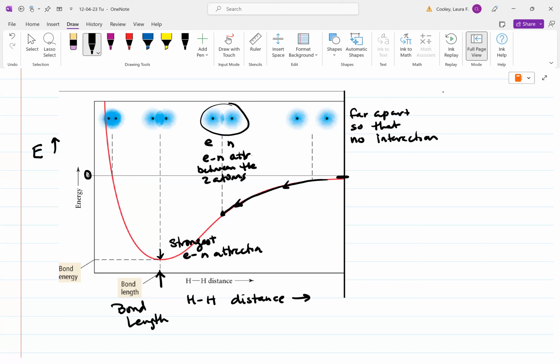Now, why, when you put them even closer together, does the energy go up so fast? So remember what's on the x-axis here. It's the distance apart.